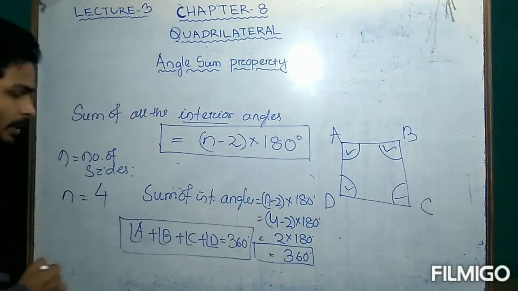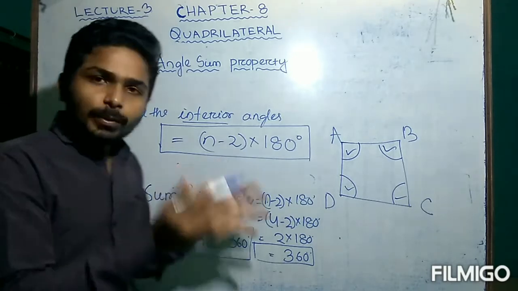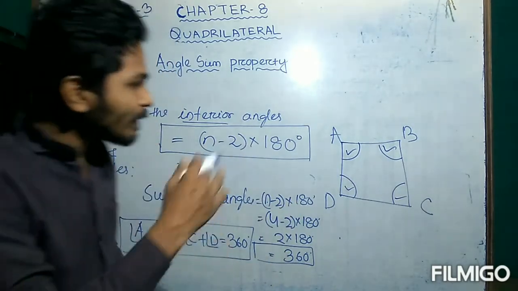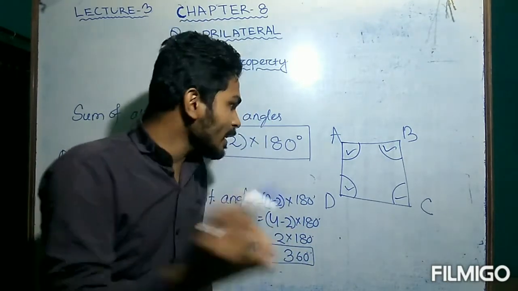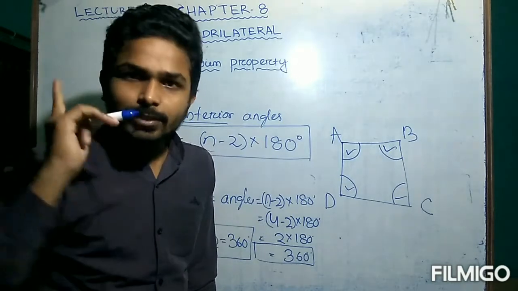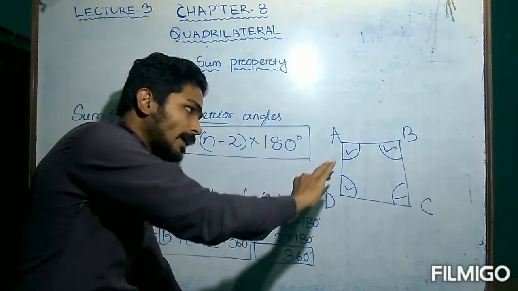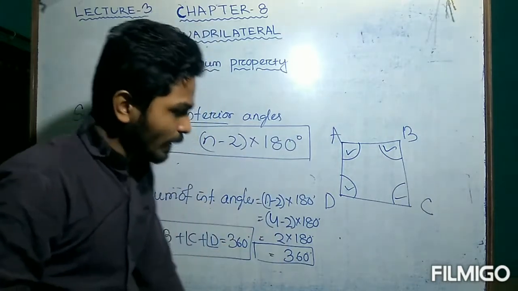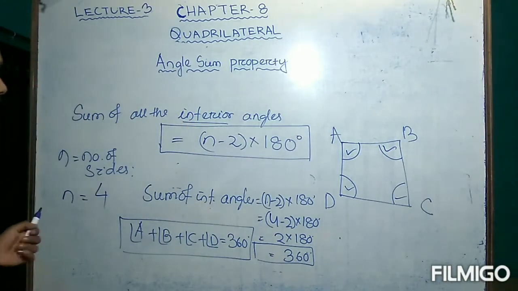Okay, this is done now. It is valid whether you take a regular quadrilateral or an irregular quadrilateral. Whatever the quadrilateral is, the sum of all the angles is always 360 degrees. This is fixed. Okay, now it is completed.